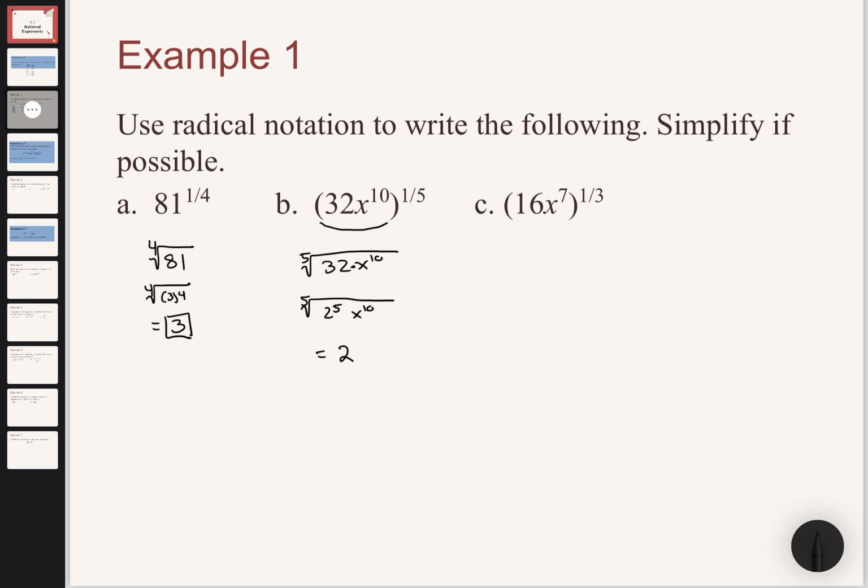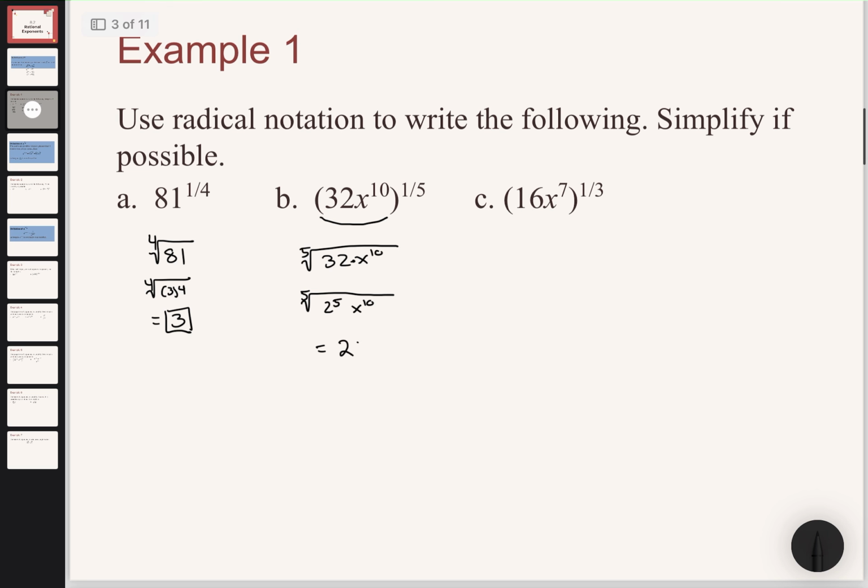And the 5th root of x to the 10th, again, what times itself, x to the what times x to the what times x to the what times x to the what times x to the what equals x to the 10th? x squared would do that.